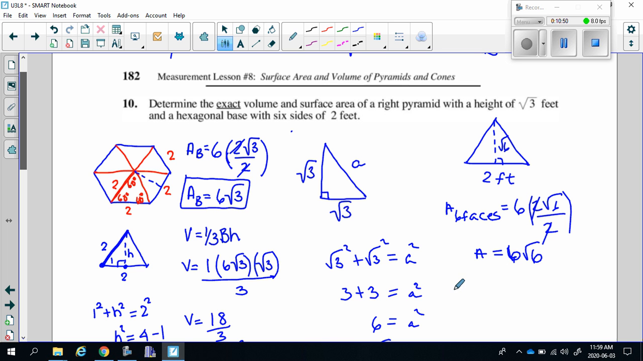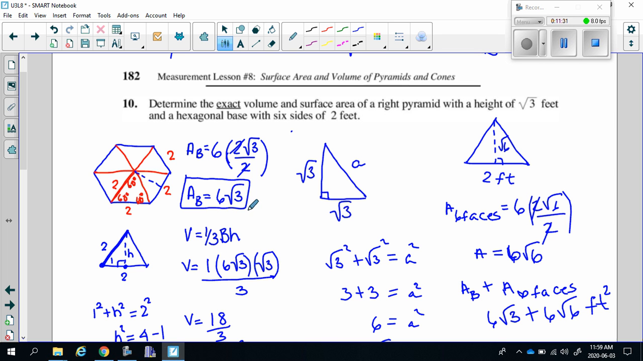And then what I'm going to do is add the area of the base plus the area of the 6 faces. So area of the base was 6 root 3. Area of the 6 faces was 6 root 6. Okay, and that is going to be the exact surface area of the pyramid.